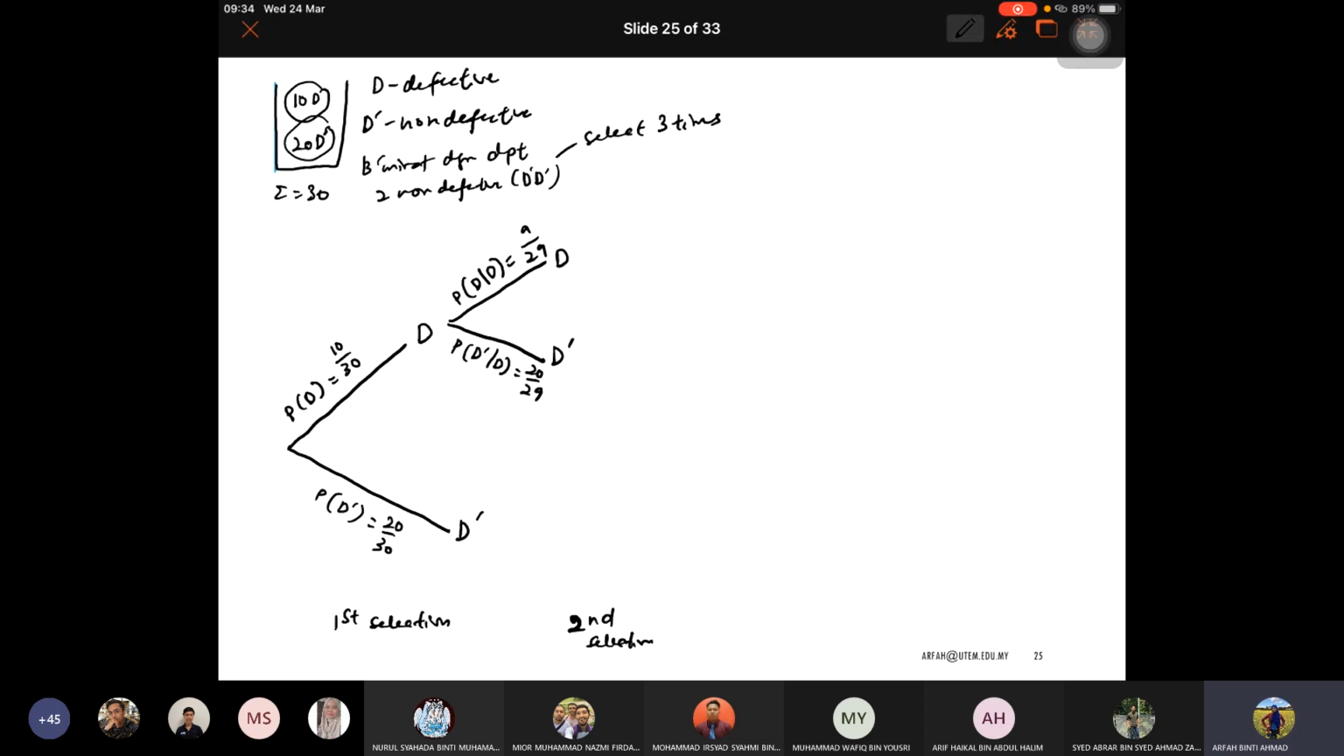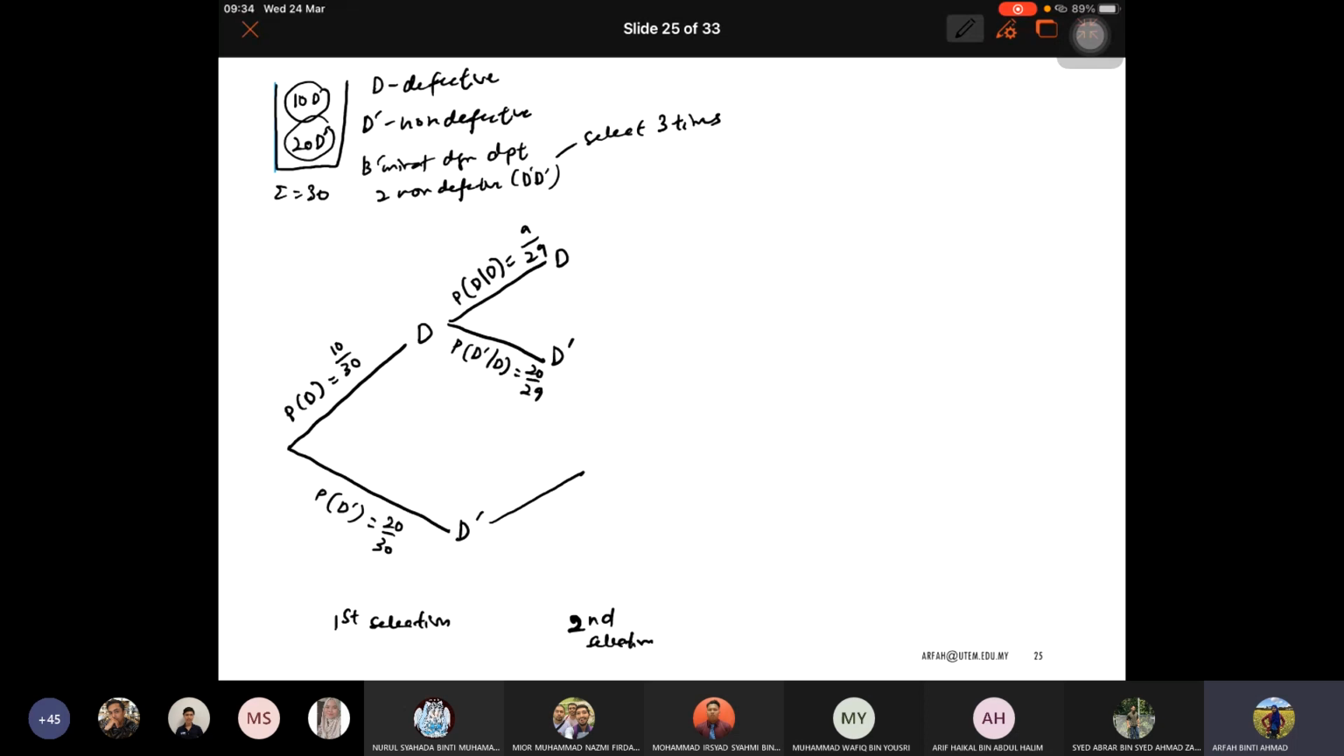So kalau awak tengok dia punya branches tu, jumlah dia akan satu. 9/29 tambah 20/29, it will become 1. Yang branches first selection pun 10/30 tambah 20/30, it will become 1. Okay. So ini untuk case kalau awak keluarkan kali pertama dapat defektif.